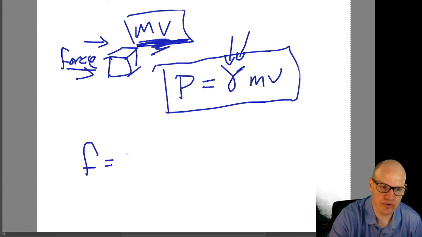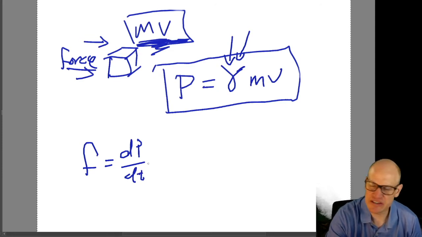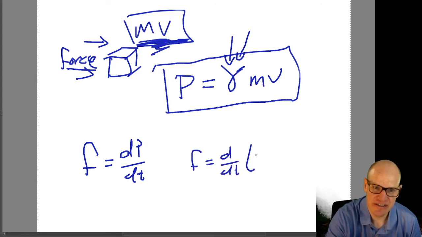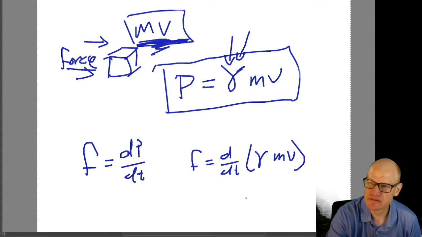Newton's second law says that forces cause a change in momentum. Okay, forces cause a change in momentum. All right, so that means I'm exerting a force, and that's going to cause a change in gamma mv. Okay, the mass is a constant that's going to come out front.